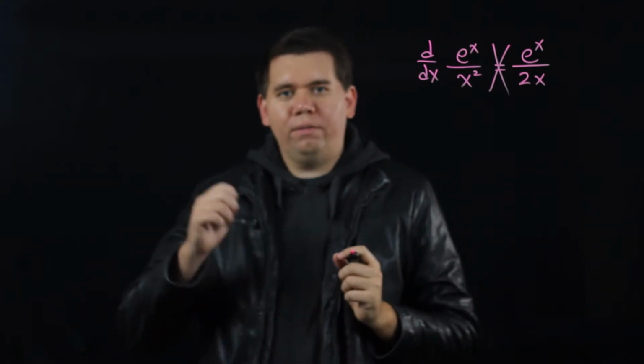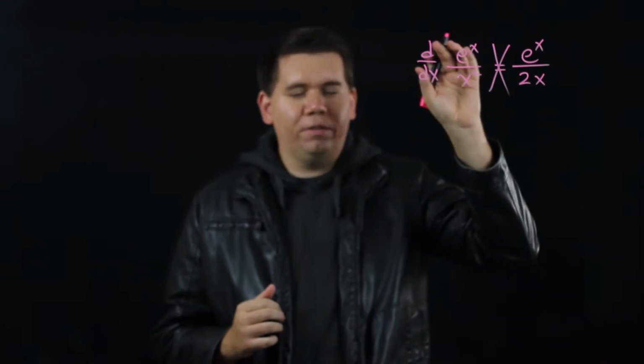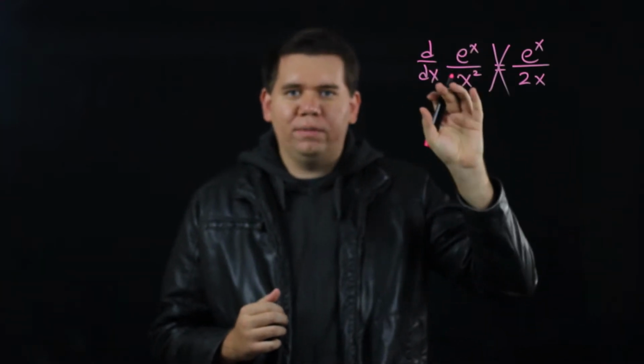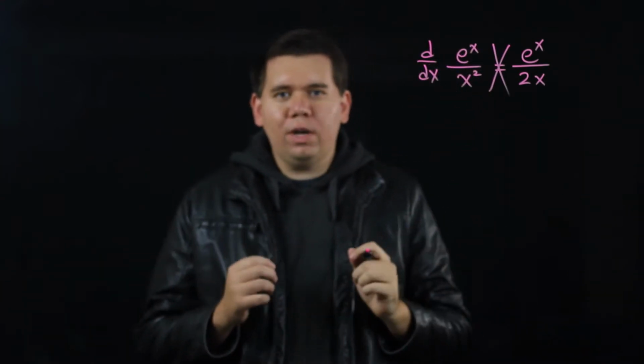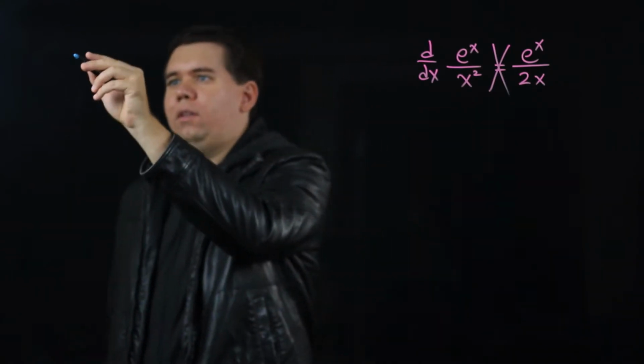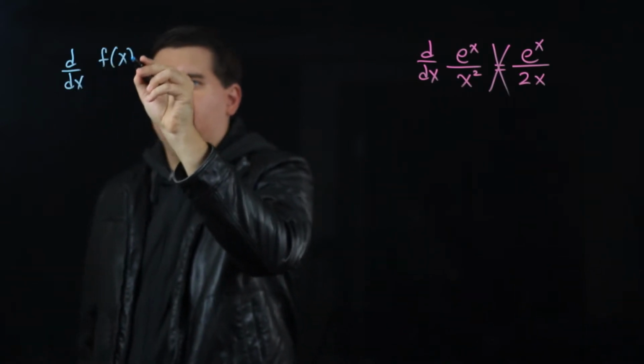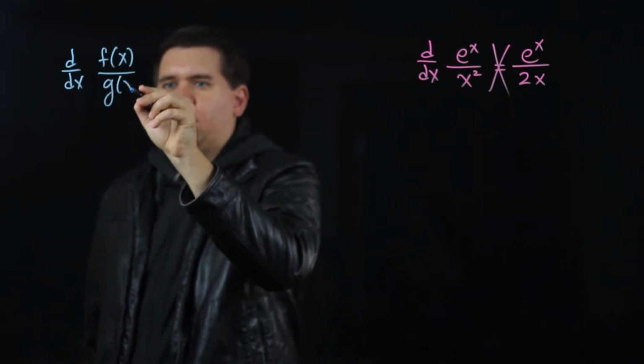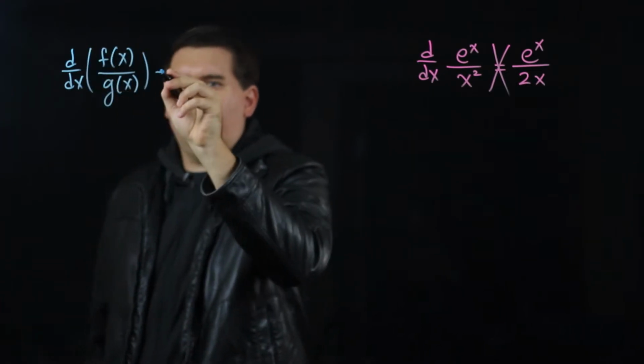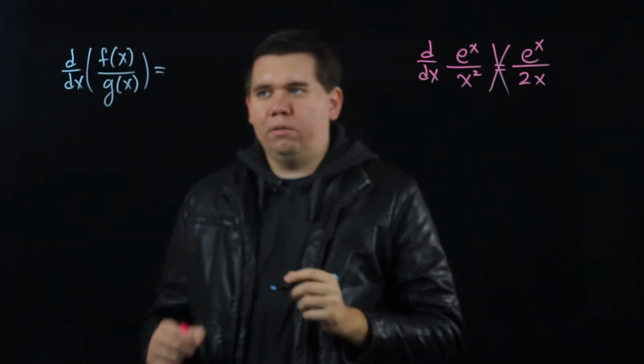Just like with products, it's not simply the derivative of the one times the derivative of the other. Or in this case, it's not just the derivative of the one divided by the derivative of the other. To figure out how we deal with quotients, let's think about how to do this in general. Given the derivative of f of x divided by g of x, we can write this using our limit definition of derivatives.